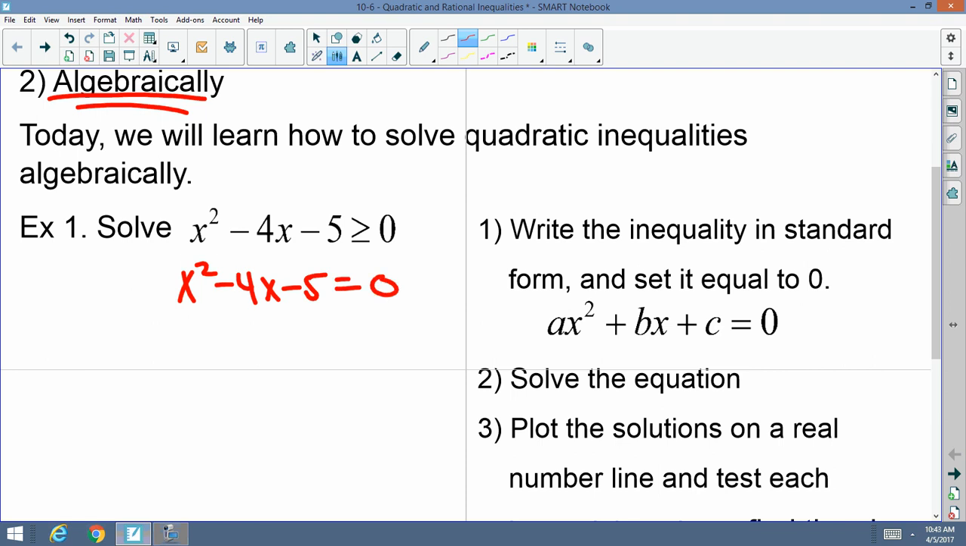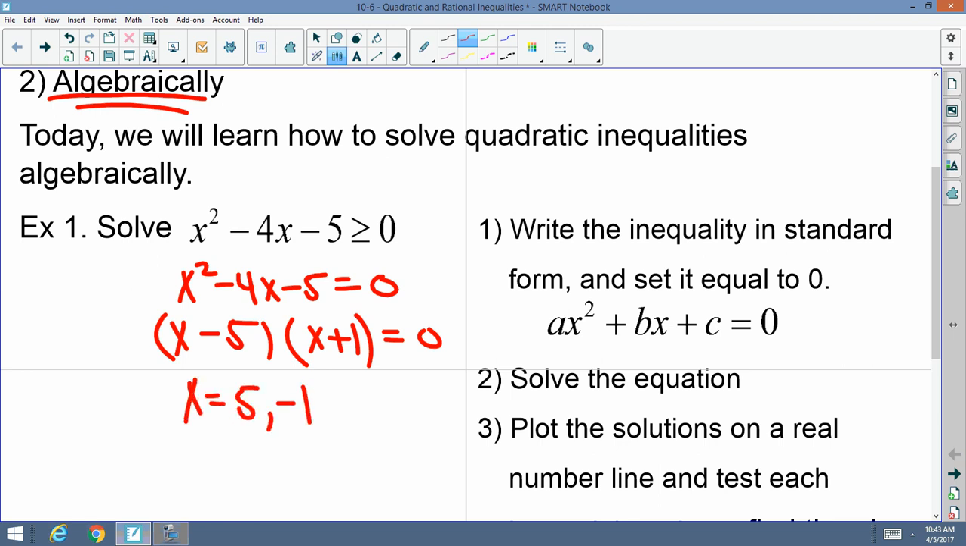Next, solve the equation. Solve the equation? What do you mean, Mr. Moore? Well, we can factor, complete the square, use square root method, or the quadratic formula. We have these skills. Yes, sir. Now, I'm absolutely going to try to factor always first, and in this case, it works for sure. Got negative 5, positive 1. Now, zero product property, x equals 5 and negative 1. Is everyone with me so far?